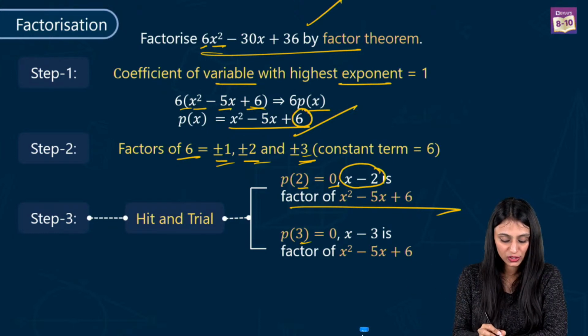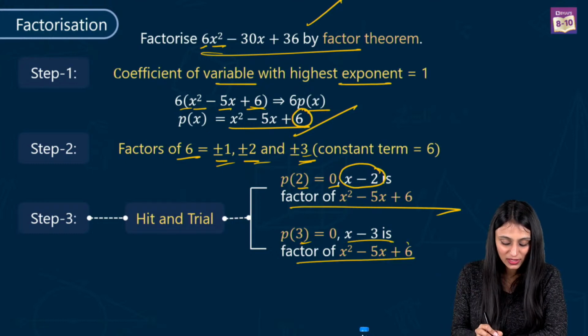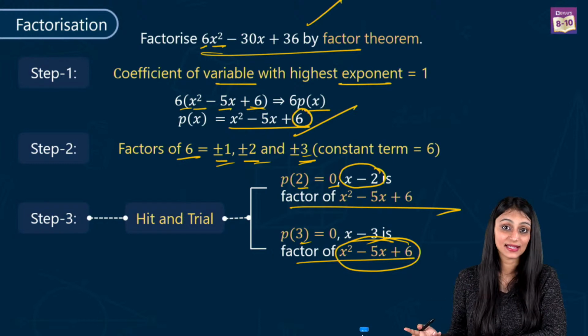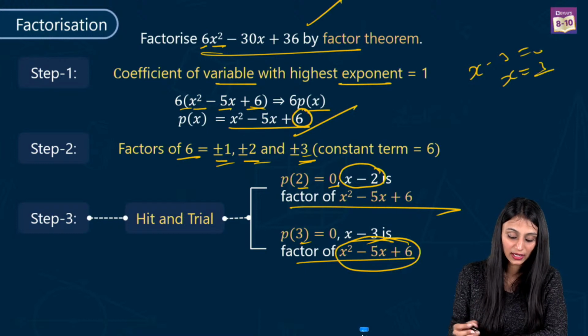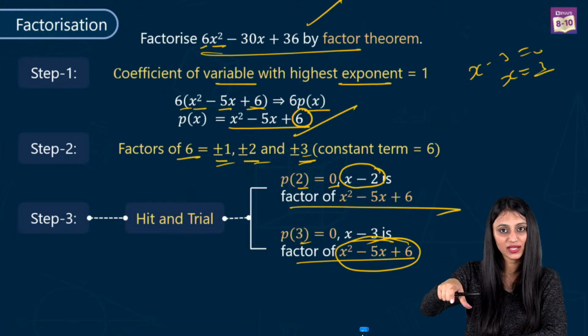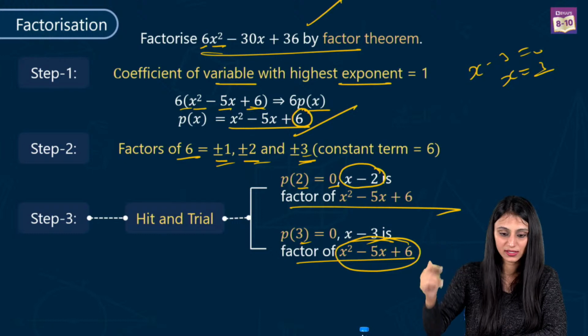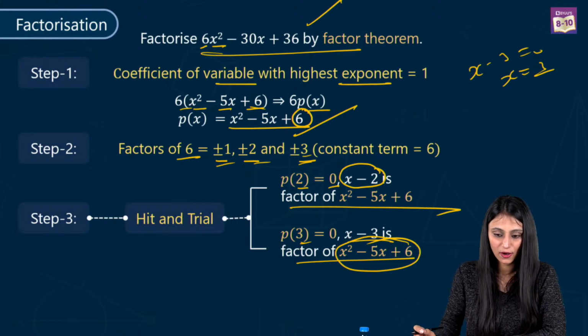If I put 3 over here, we get 0. So I can say x minus 3 is a factor of this. Let's suppose for this polynomial, you get the factor as x minus 3. So how to check whether it is a factor or not? Equate this to 0. You get 3, again put it in place of x, you get 0 at the end, that means it is a factor. Alright.